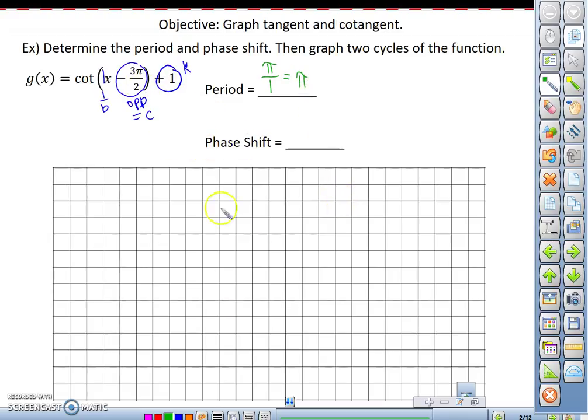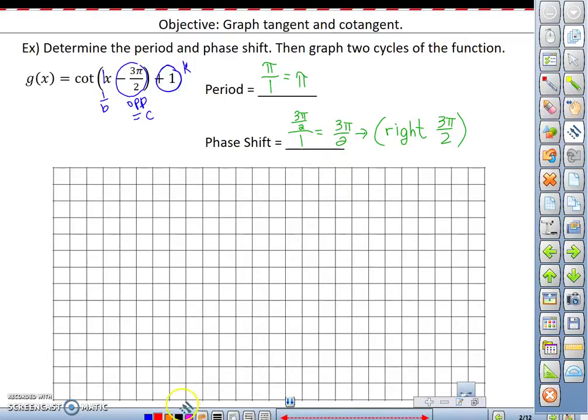Our phase shift, though, we actually are going to see a phase shift here. The opposite of this is our c value, so that would be positive 3 pi halves, and we divide it by the 1 over b parameter, which again is 1, and that gives us positive 3 pi halves. So we have a phase shift, or horizontal translation, to the right 3 pi halves radians. That means the asymptotes for the cotangent function are both going to move 3 pi halves radians to the right. There will still be pi units between them because that period is the period of the parent function.